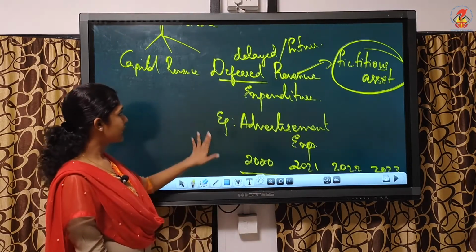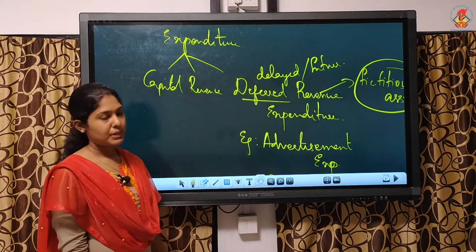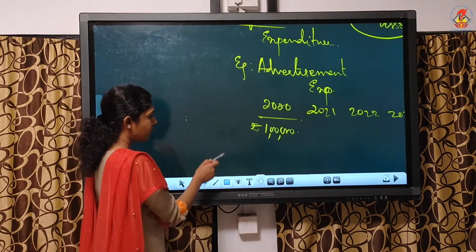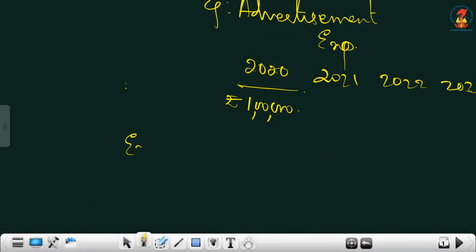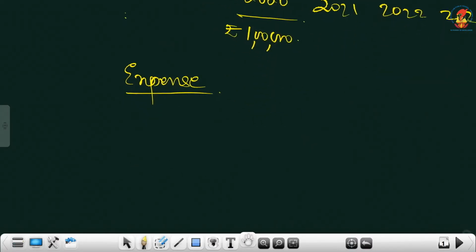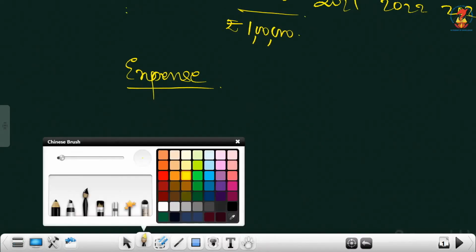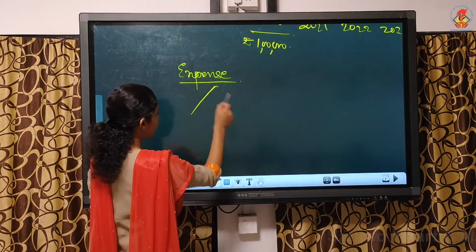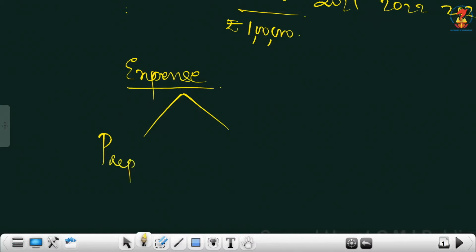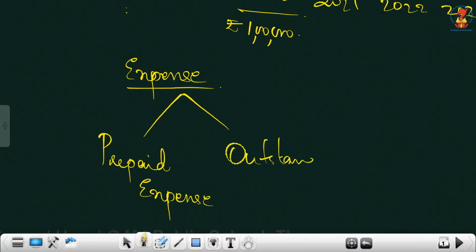So just include the term under this expenditure. After that we discussed the meaning of expense, which is similar to revenue expenditure. Now we will discuss the classification of expense. Expense we have two types, that is prepaid expense and the other one is outstanding expense.